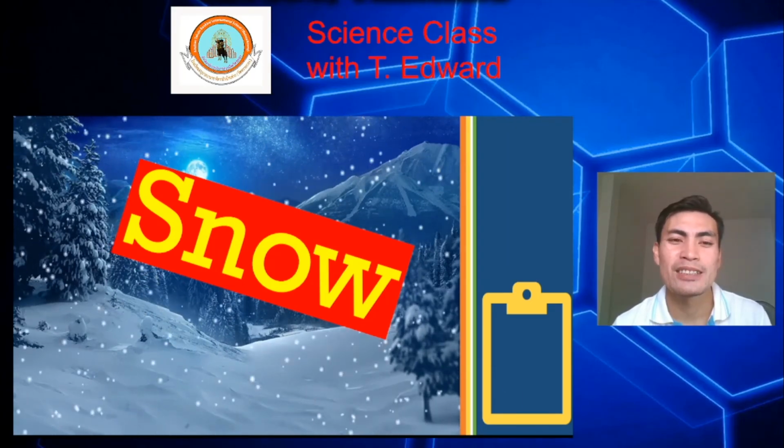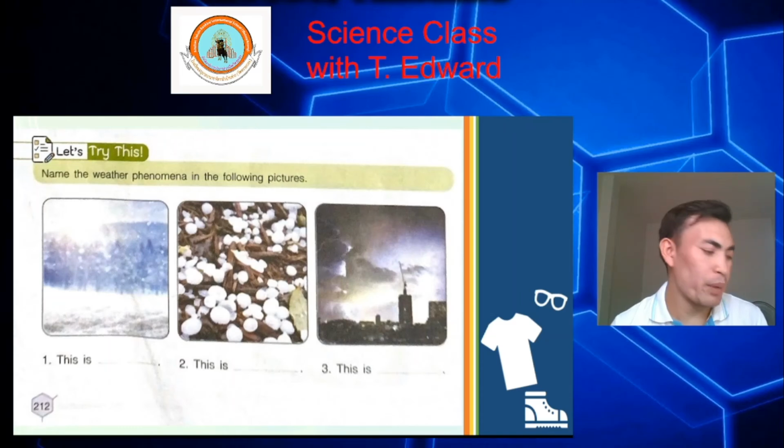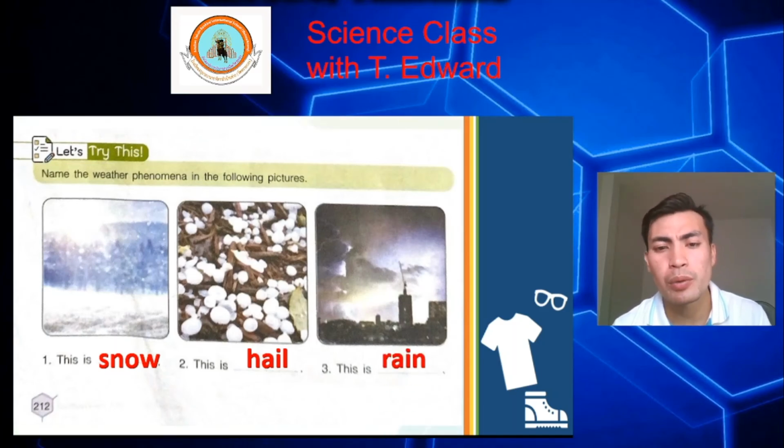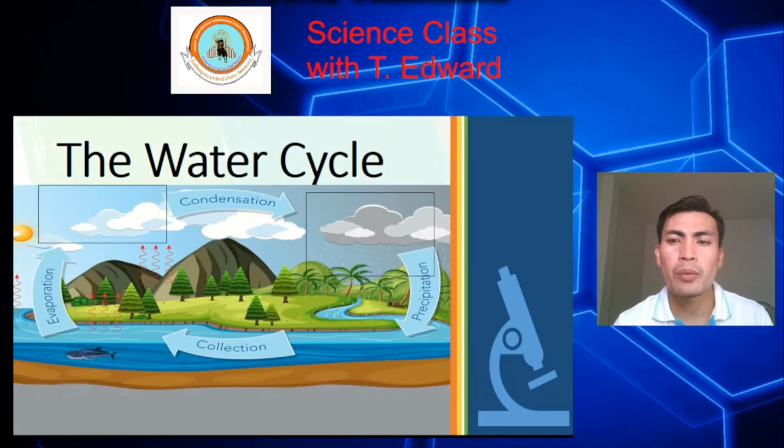Okay, so if you open your book to page 212, this is very easy. The first picture is a picture of snow. Number 2, this is a picture of hail. And number 3 is a picture of rain. Alright, so please, you can copy that one as well. Now, we come to the last part of our lesson today about the water cycle.